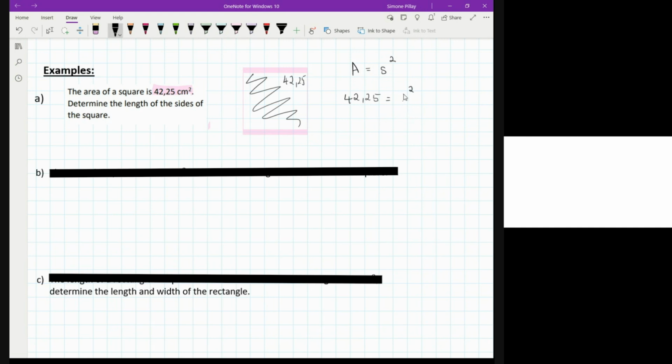Can somebody tell me what is the next step? What do I have to do now? A hand, Itandile, yes. Good afternoon, ma'am. Afternoon. Ma'am, I'm thinking. We have to square root both. You are very correct.